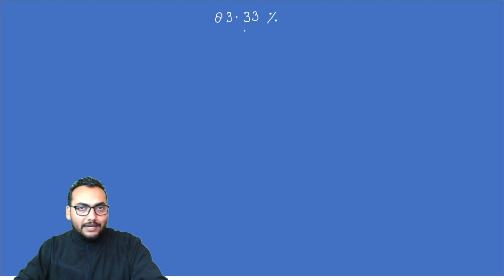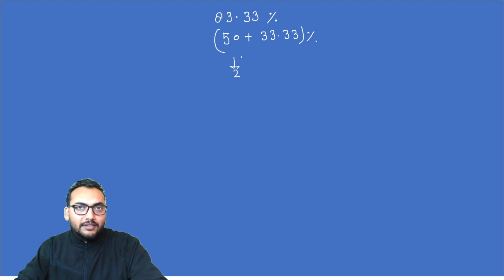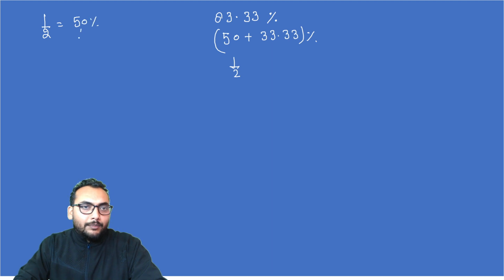So let us suppose I just want to convert 83.33 percent into fraction, right? So how can I do this? Actually I can split it. I will write 83.33 as 50 plus 33.33, right? So we all know that 50% is basically 1 by 2. We have just learned that 1 by 2 is equal to 50%. So that means 50% is equal to 1 by 2.